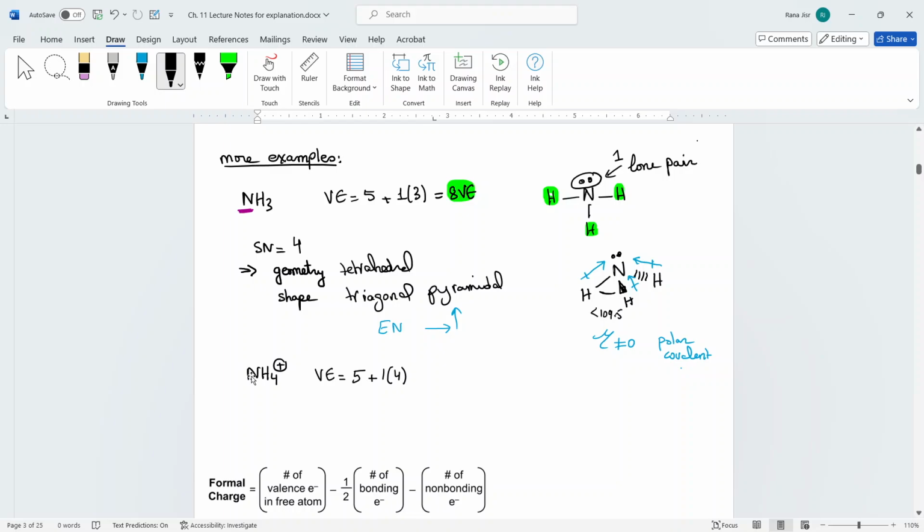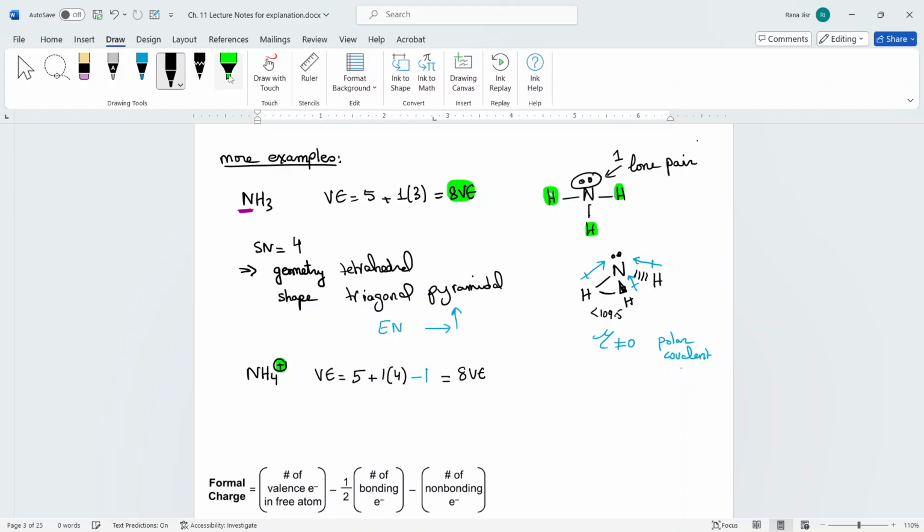Okay, but because nitrogen is the central atom, that positive charge belongs to the nitrogen, not to the hydrogen. Every time you have a positive charge, it means you are losing electrons, so you need to show that you are losing electrons. In this case it is -1. If it was +2, then you would lose 2 electrons, and that is going to be 8 valence electrons.